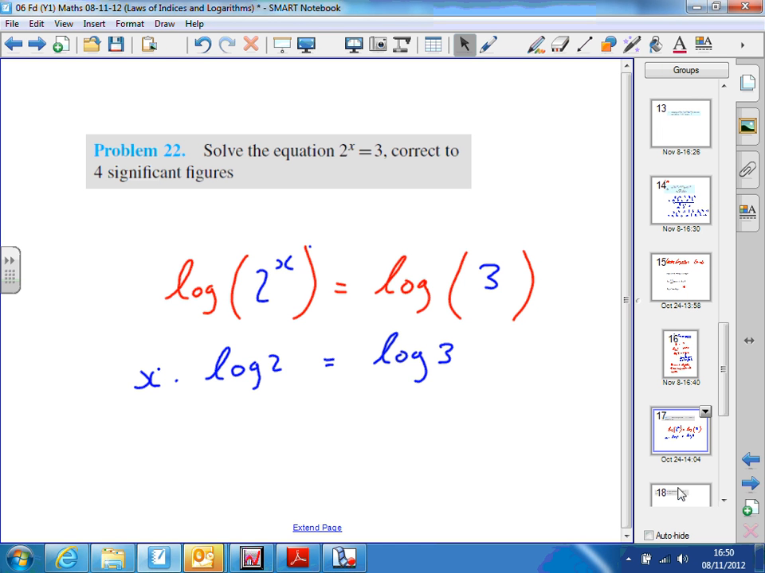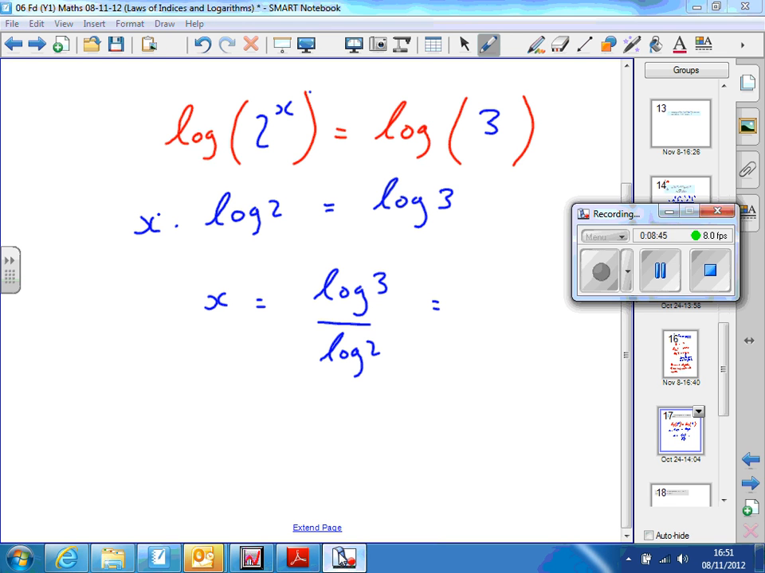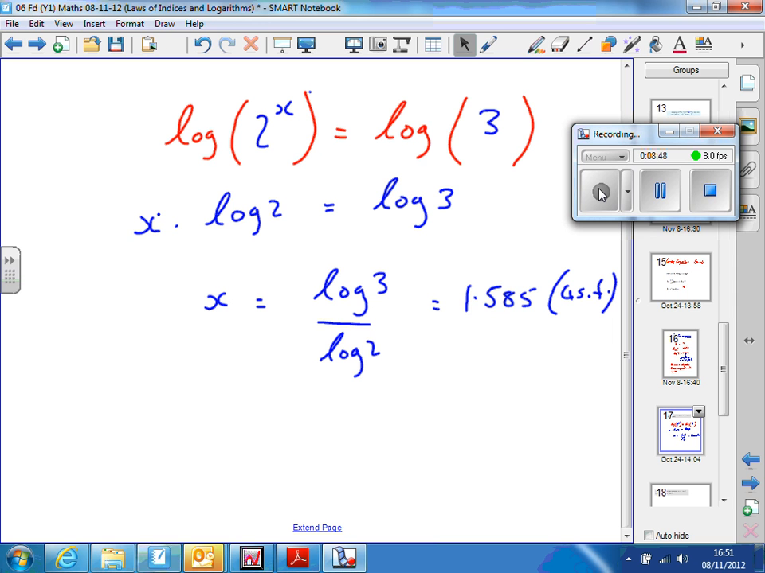And now all I have to do is divide both sides. It's a straightforward equation now. x is multiplied by a number. Log 2 is a number. I could work out what it was on the calculator. So if x is multiplied by that number, divide by it. So x equals log 3 over log 2. And now I get my calculator out and work out what x is. So we get 1.585 to 4 significant figures.